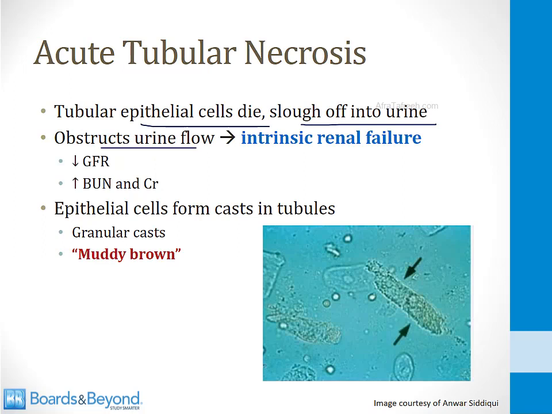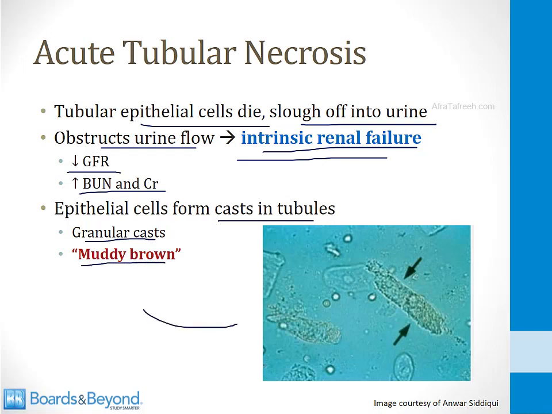In tubular necrosis, the epithelial cells die and they slough off into the urine, and they obstruct urine flow through the nephron. And this leads to intrinsic renal failure. I talk about different types of renal failure in another video, but ATN is a form of intrinsic renal failure. The GFR will fall and the BUN and creatinine will rise. You will also see evidence of epithelial cells in the tubules when you examine the urine. So the epithelial cells form casts as they move through the tubules, and you can see these if you examine the urine of a patient with ATN. They're described as granular casts or muddy brown casts, and this is a picture of one shown on the slide here.